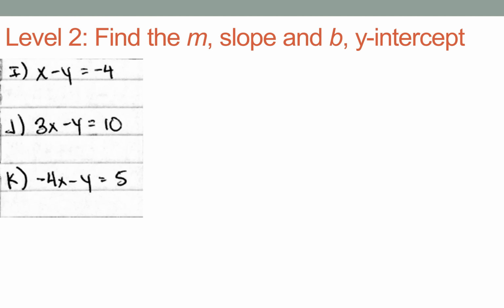Level 2, same basic principle, but if you see all of the problems I, J, and K have a negative y. So what do we do? Let's take a look at an example. So recall, our goal is to make the equation y equals mx plus b. We know this. So I'm going to repeat some of the steps as I did before.